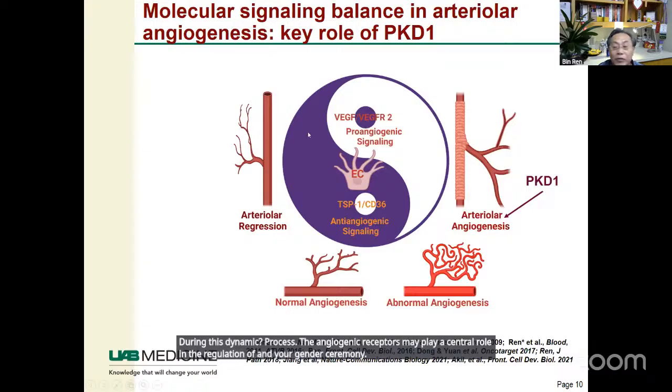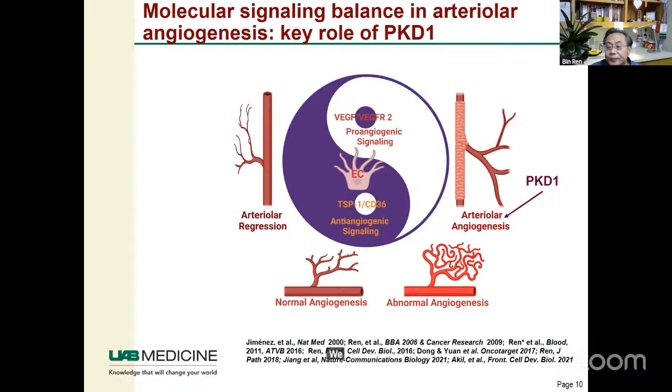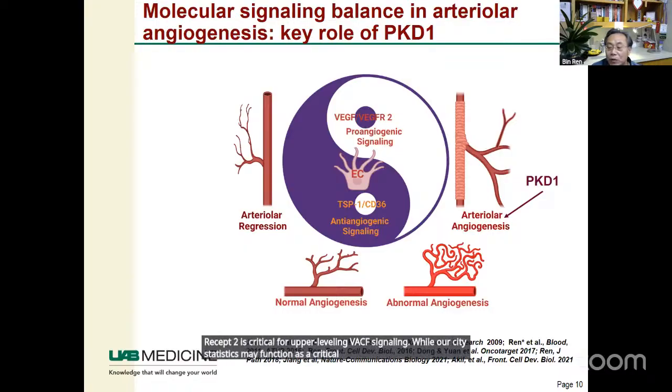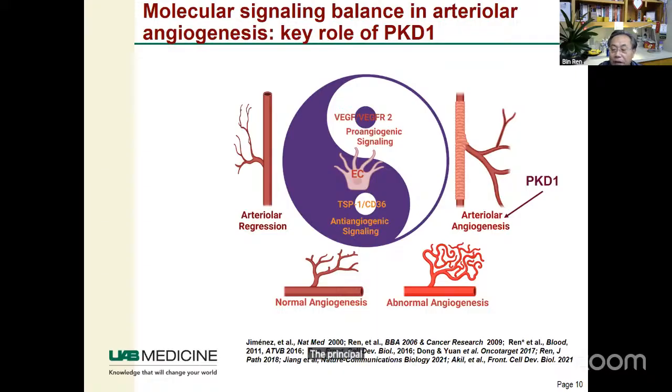Take, for example, VEGF receptor 2 is critical for upregulating VEGF signaling, while CD36 may function as a critical negative regulator in angiogenesis by interacting with an endogenous angiogenesis inhibitor, thrombospondin 1. The principal signaling may dictate the final angiogenic phenotype, in which protein kinase PKD1 may be an important player.